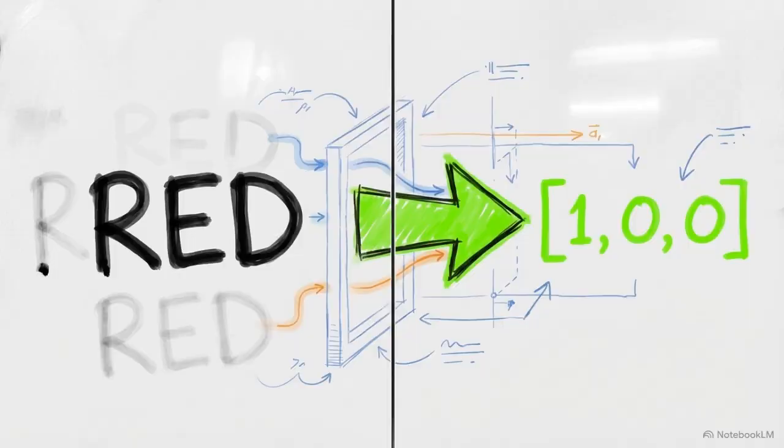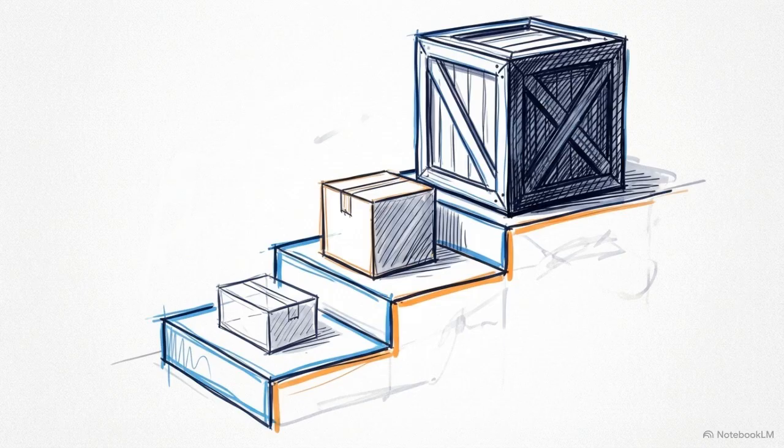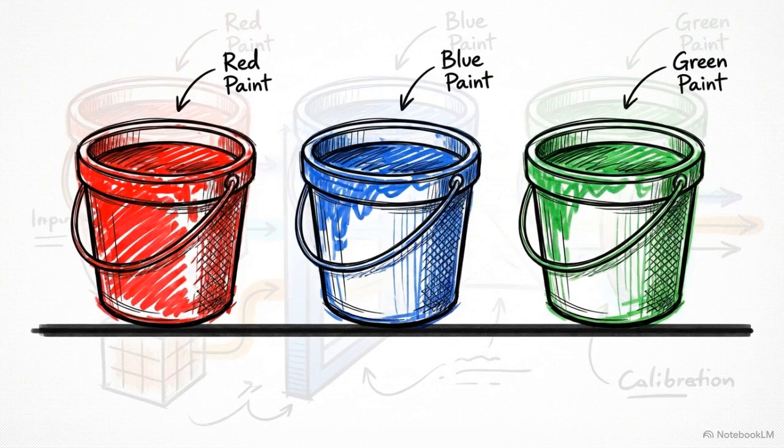Next, we address text. Algorithms cannot read words. They require numerical vectors. We bridge this gap through categorical encoding. We use label encoding to preserve order for values like low, medium, and high. But for parallel categories like red, blue, and green, we use one-hot encoding to prevent the algorithm from assuming red is mathematically smaller than green.